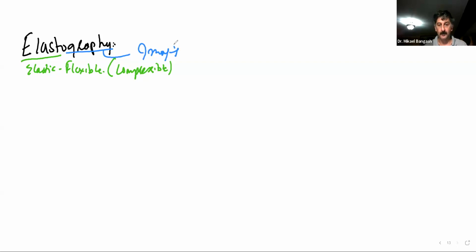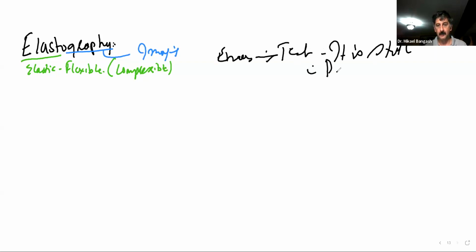Now first of all, this is what it says, an emerging technology. So at the moment, what would that mean? That it is still in development. But take that with a grain of salt, because there are some practices which already use elastography as a method of diagnosing, or we can say diagnostic imaging.